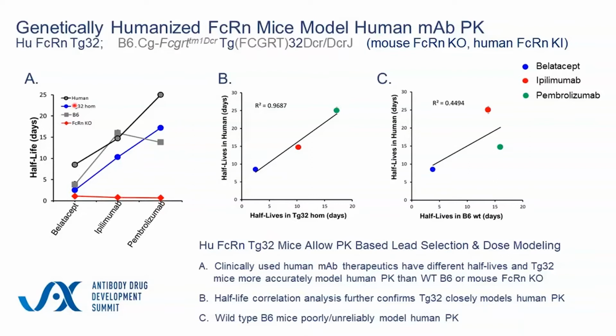So if you go back to the TG32 mouse, which is a knockout of the mouse receptor and transgenic expression of the human receptor, you begin to return to these characteristics of how those molecules perform in that mouse. And if you do a correlation analysis between the human and the TG32, you begin to see this really nice R coefficient, really showing the correlation between how that model develops PK versus the human. And again, if you do that comparing to the wild type Black 6 mouse, you have a lower value and you really don't reproduce those characteristics well at all.